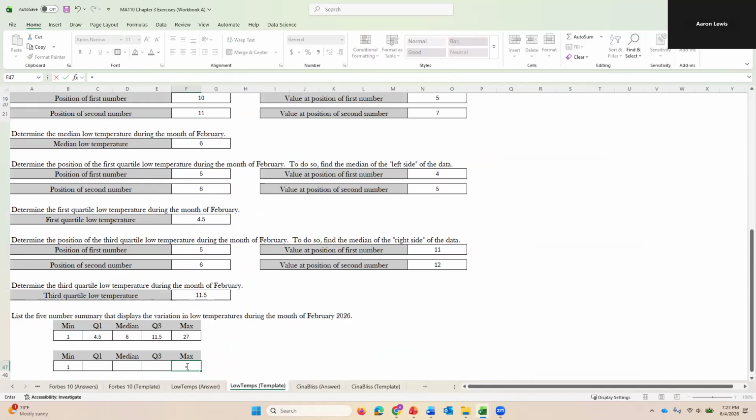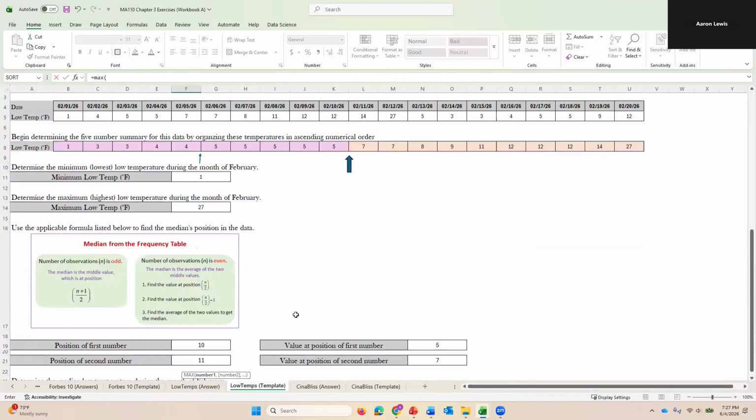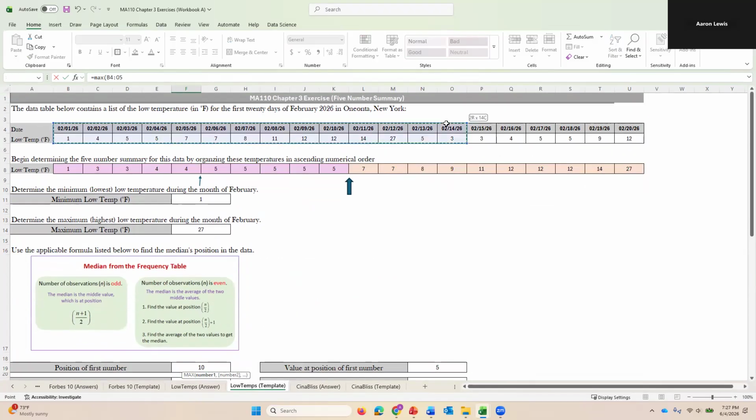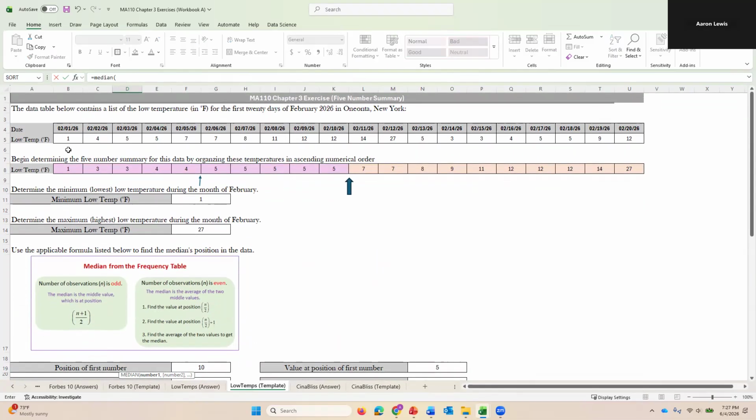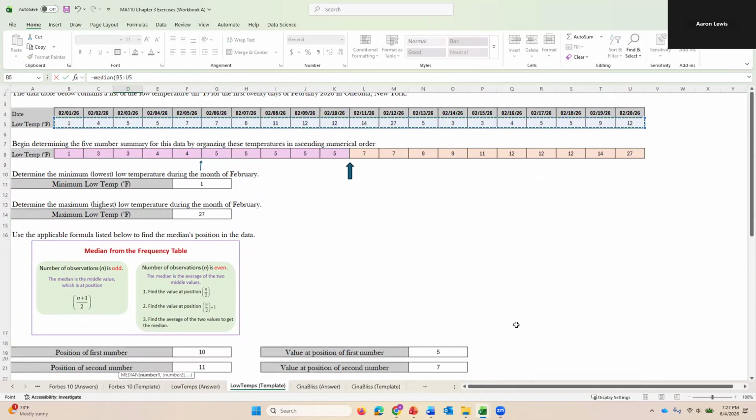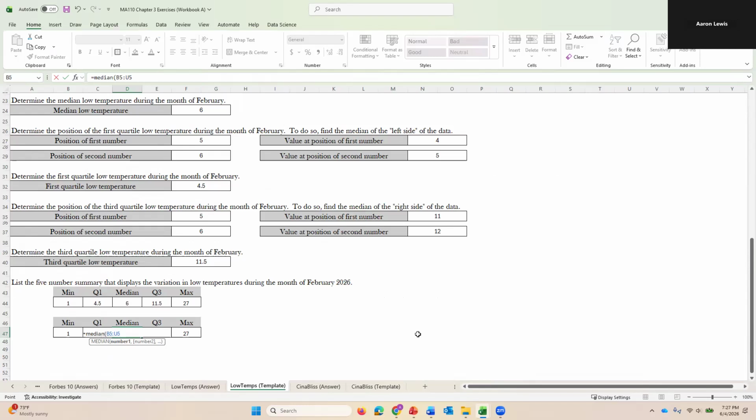I'll go to the max and use the max function to find the maximum or highest amount from that very same array of data points, highlighting all the numbers in row 5 one more time, just like we found by hand. The max was 27. We can even do this for the median. Equals median. I'm going to find the median of that same array of data in row 5, and the median of B5 to U5, closing the parenthesis, is 6. So we got all the same points that are over there.